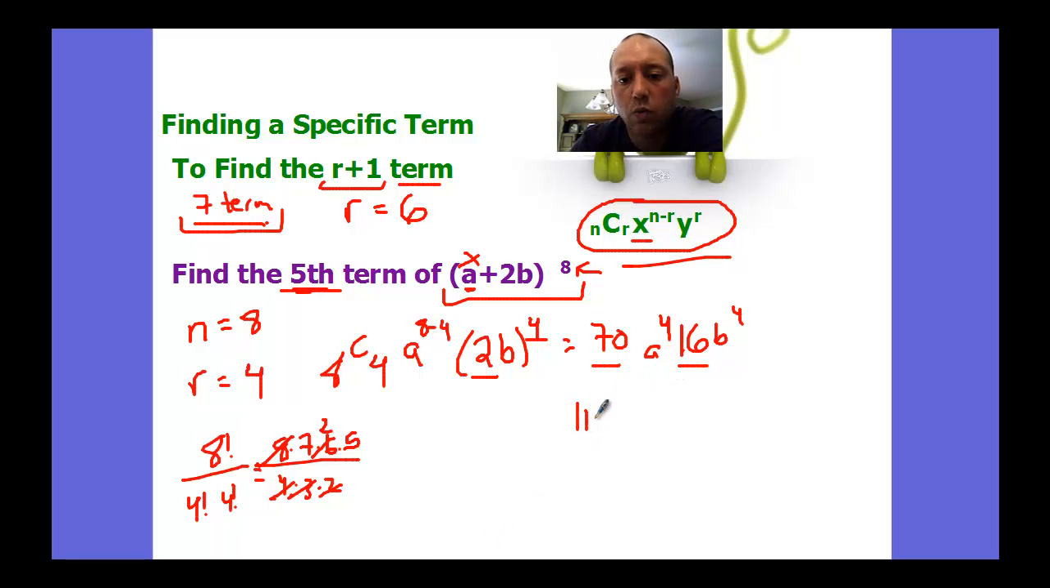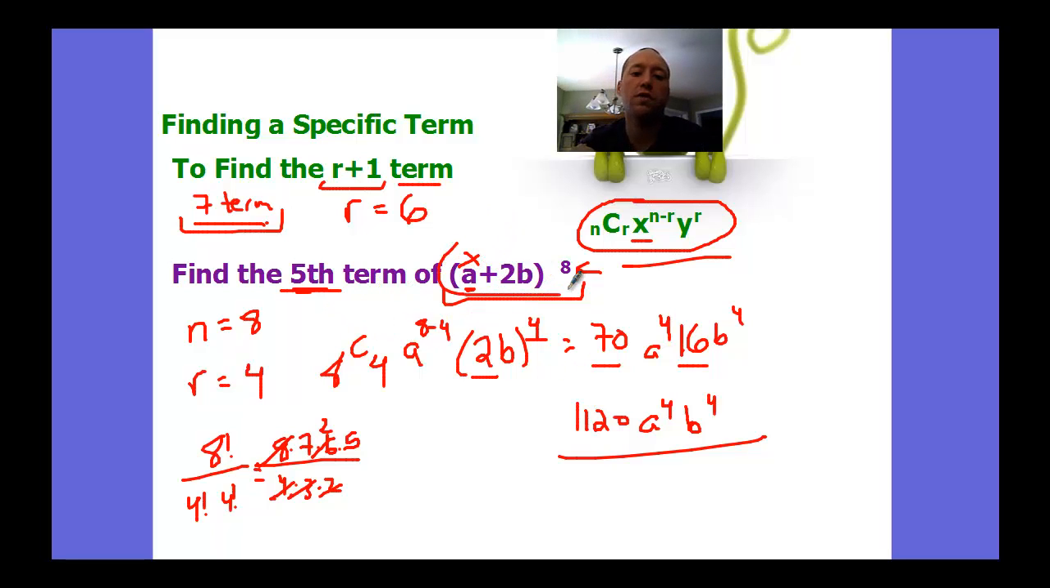You get 1120, a to the fourth, b to the fourth. That would be the fifth term in the expansion of this binomial to the 8th power. If you wanted to write it out, you could, and then find what the fifth term would be, but that typically is a little bit longer than going through the process of just using this formula. So we'll call it good.